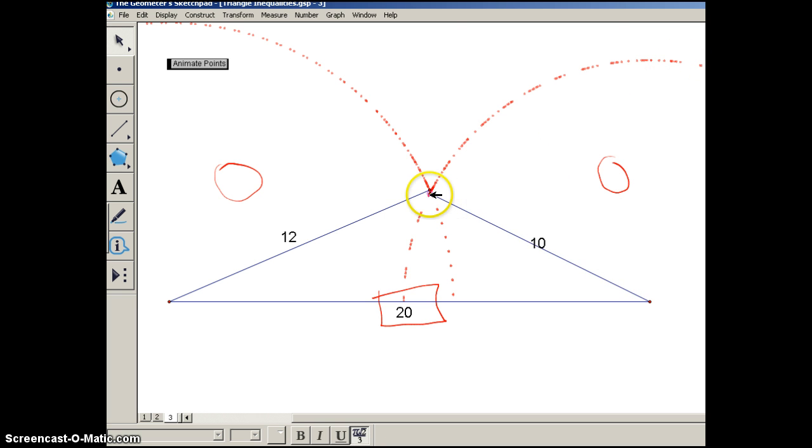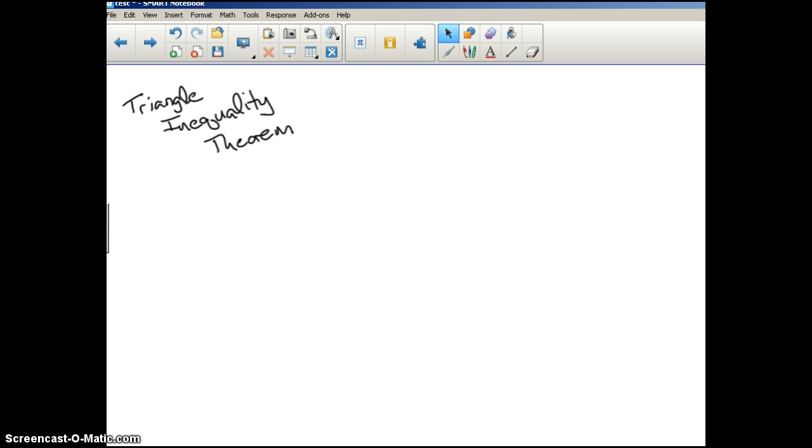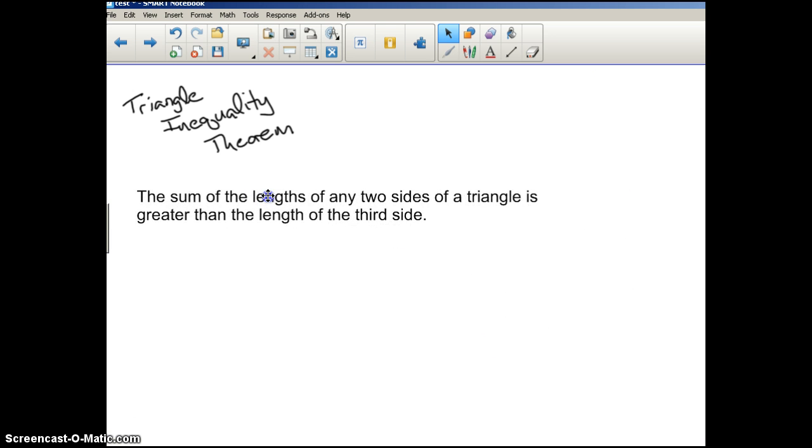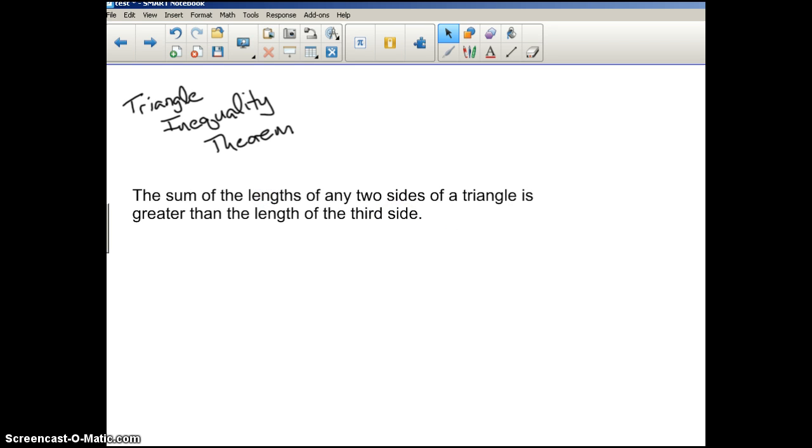So now let's go ahead and take a moment and write down the triangle inequality theorem. So here is the triangle inequality theorem. You're going to want to pause the video and write this down in your notes. The sum of the lengths of any two sides of a triangle is greater than the length of the third side.